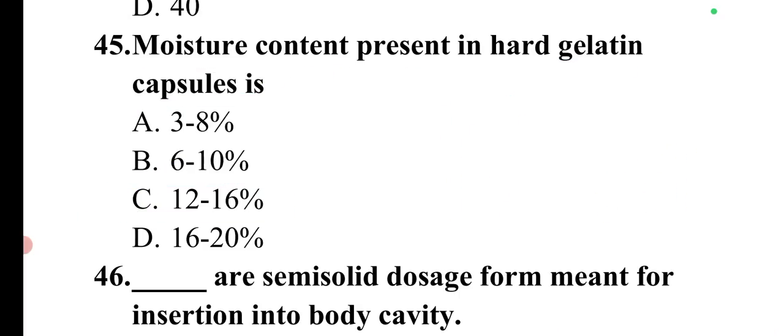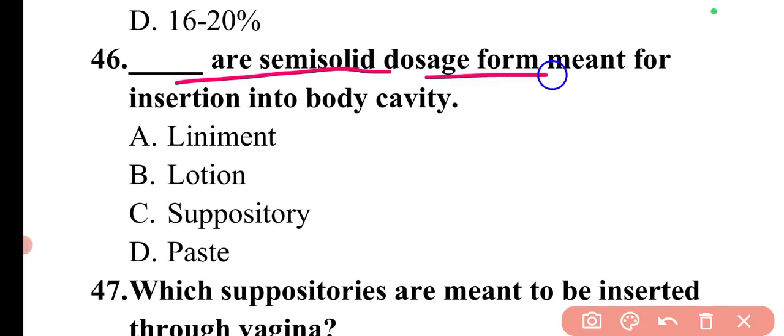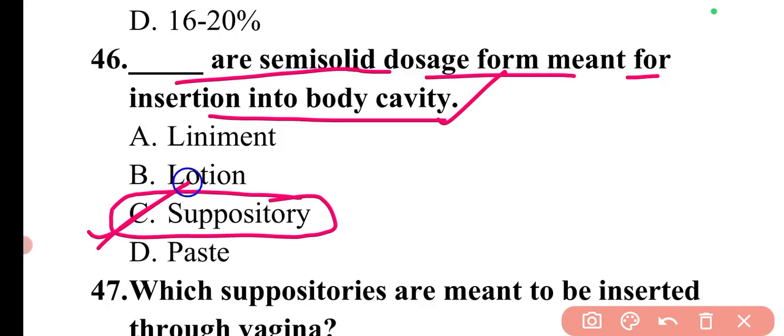Then coming to the next question. The question is, dash are semi-solid dosage forms meant for insertion into body cavity. These are the semi-solid dosage forms which are inserted in different body cavities, and these are the suppositories. So here option C will be the correct answer.